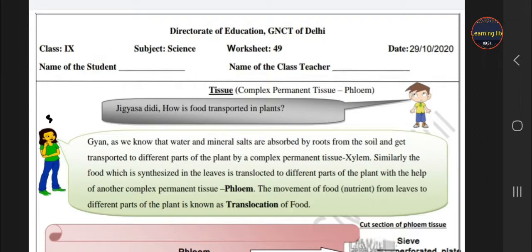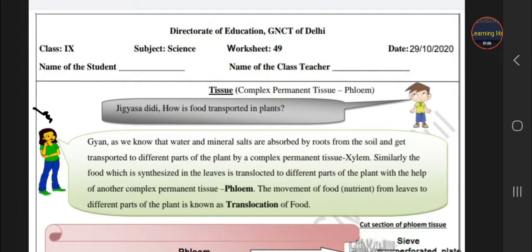Gyan asks, Jigyasa Didi, how is food transported in plants? So students, do you know how food is prepared in plants? By the photosynthesis process. But when this food is prepared in the leafy green part, how does it travel to the upper and the lower parts? How is it distributed to all parts of the plant? It is the query of Gyan.